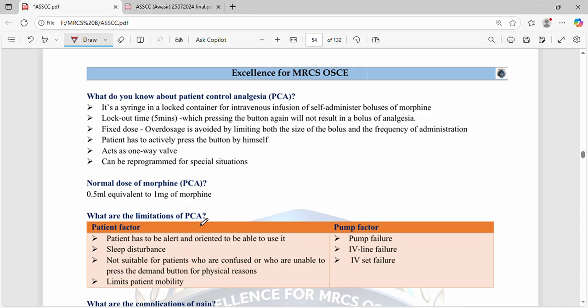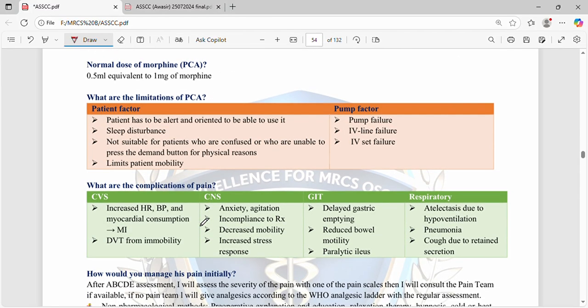So fixed dose overdosage is avoided by limiting both the size of the bolus and the frequency of administration. The patient has to actively press the button by himself. It acts as a one-way valve and can be reprogrammed for special situations. So if the patient is not getting proper analgesia with that specific dose, you can change the dose level. Normal dose of morphine PCA is 0.5 ml, equivalent to 1 milligram of morphine. So this is the usual normal dosage, 0.5 ml or 1 milligram.